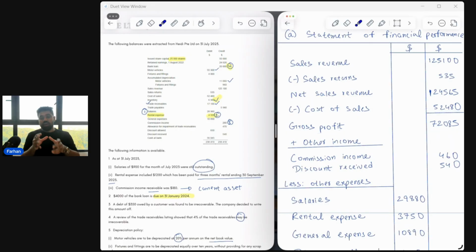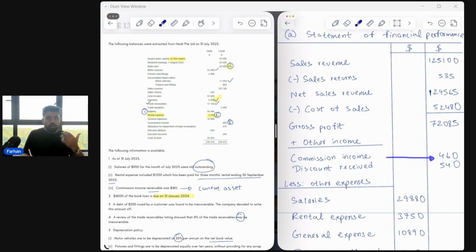Then we add the other income portion, and usually it's discount received and commission income, or it could be any one of these. In this case, we have both of them, as we can see. So you will find the discount received here, the second last line in the list of balances, and that is $540. And then the commission income is $460.